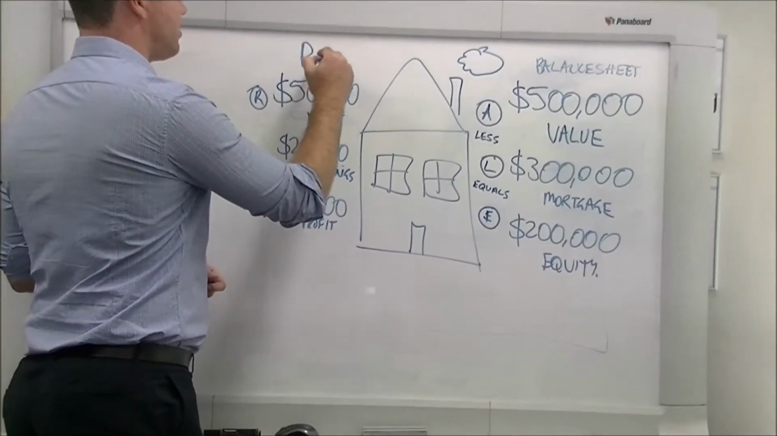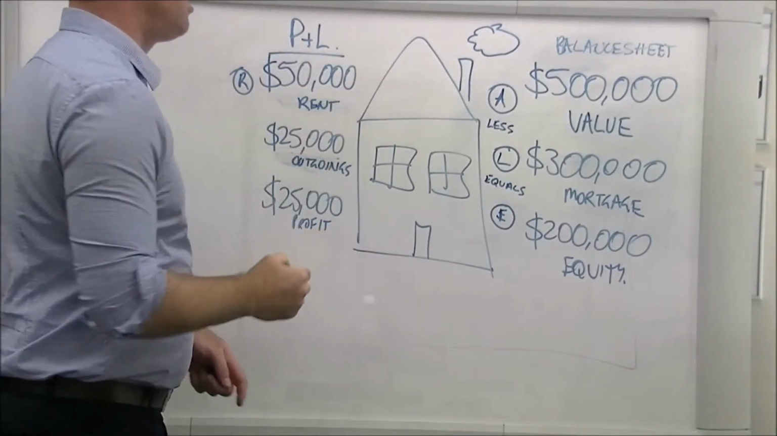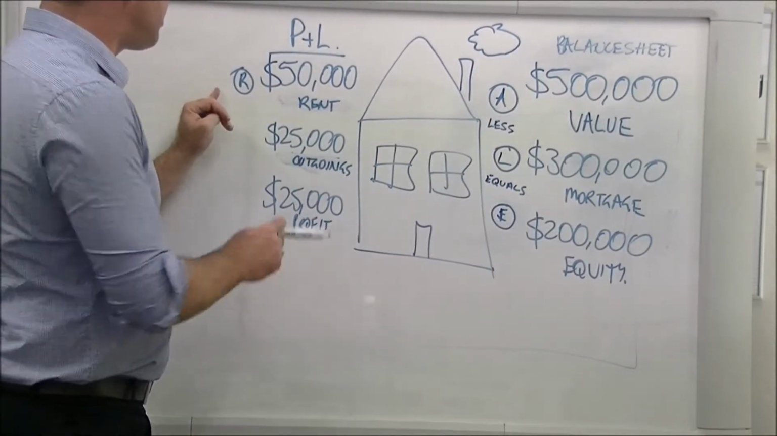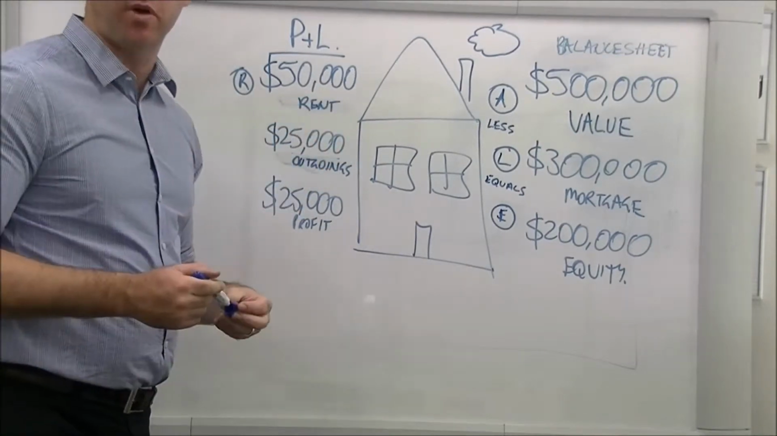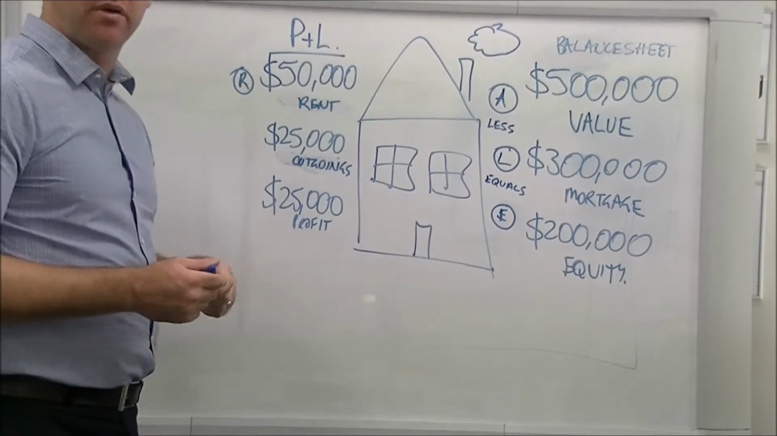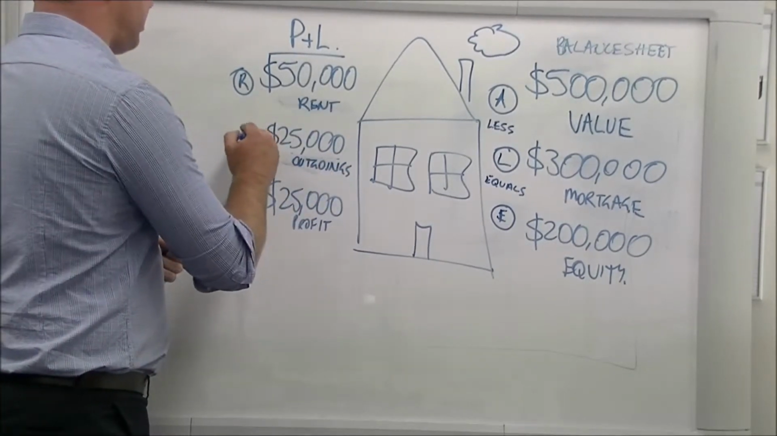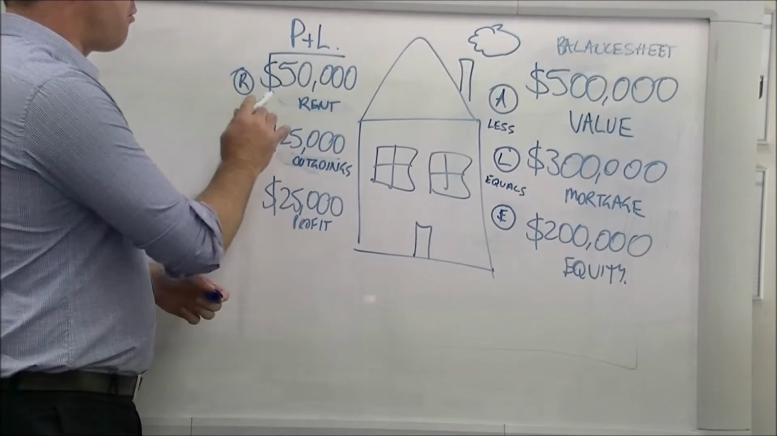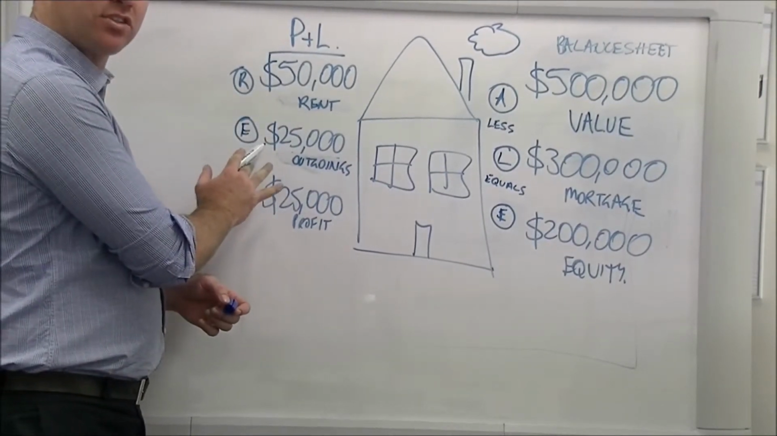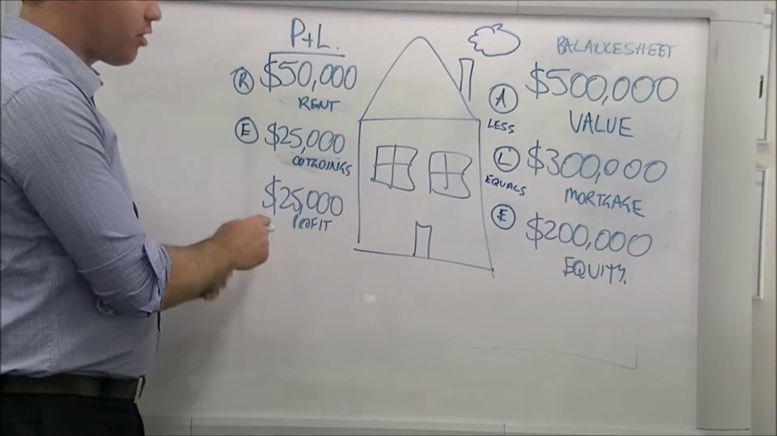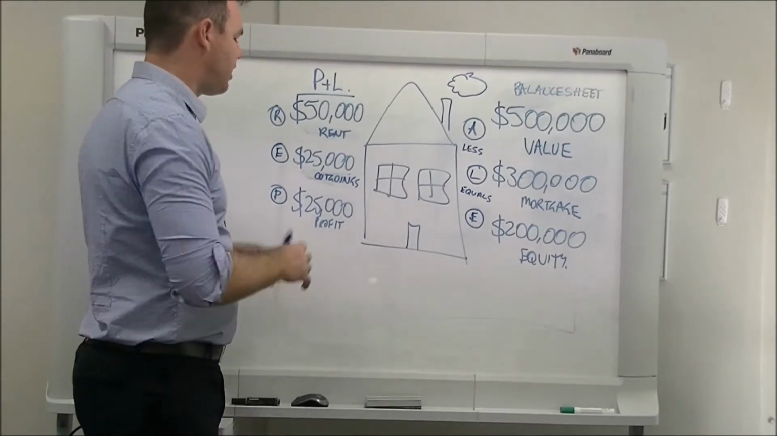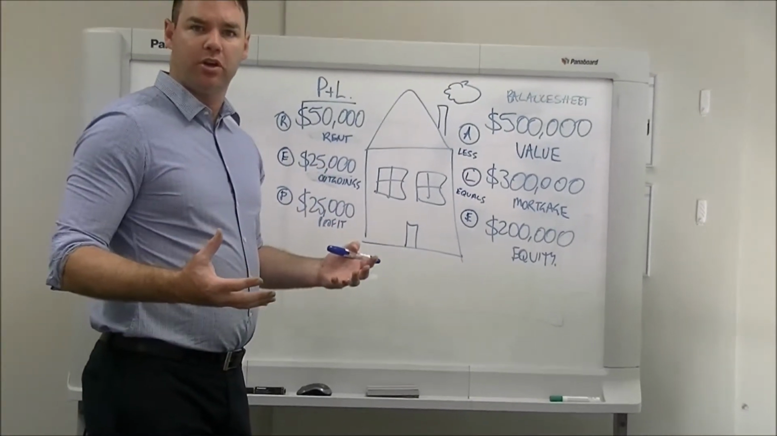So if we're thinking of this as our P&L, and this here from the last episode is our balance sheet, our P&L is going to show our revenue. In this case, for a rental property, it's the rent that we earn. Then we've got our outgoings, and in this case, our expenses. So our rent of $50,000 and our outgoings of $25,000 give us a profit of $25,000.